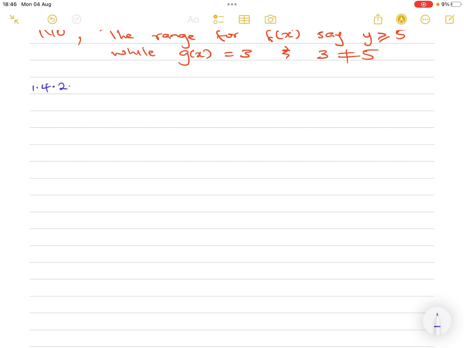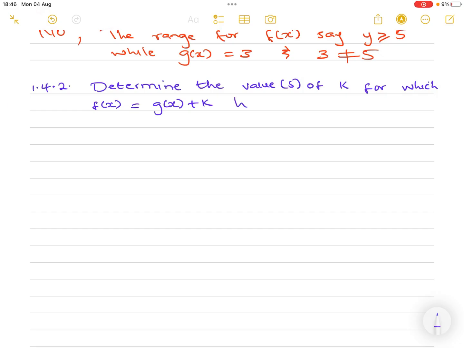Question 1.4.2 says: determine the value or values of k for which f(x) will be equal to g(x) plus k, which has two unequal real roots. Let's dive into the solution for this.